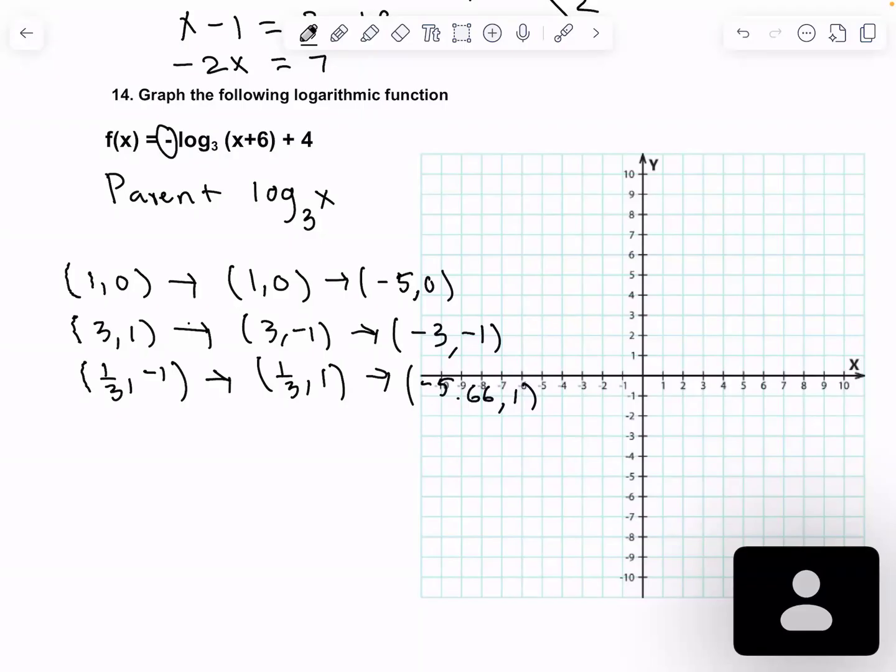And then we have this +4, right? So this +4 is going to be outside, so it's going to change the y's, make them 4. -5, 4.